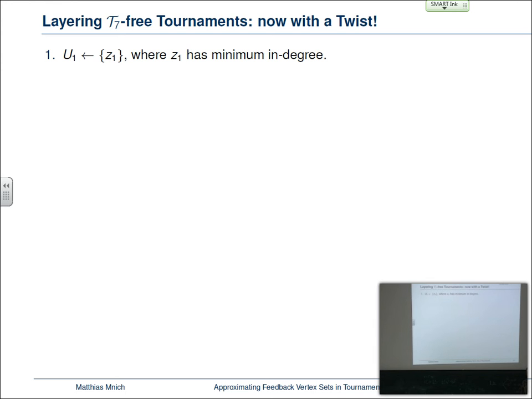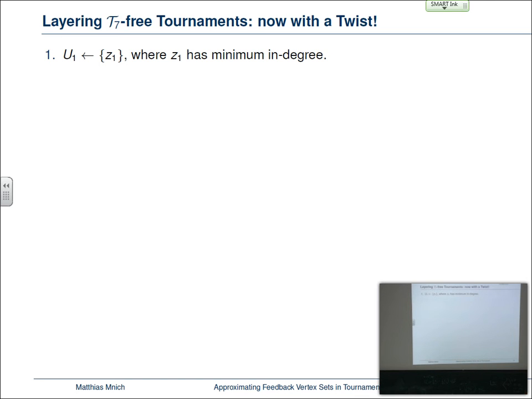But unfortunately, we don't know if the layers are T5 free, and so we cannot guarantee that in the layers we can solve it optimally. That's what we want. We want to use this 5/2 approximation as a black box on every layer, because every layer should be T5 free, and then get an optimal feedback vertex set on every layer. Now what you could do is, for instance, take all the odd layers and get a half approximation, or all the even layers, depending on which of these two quantities is smaller. But since we cannot do this, we have to do this slight twist.